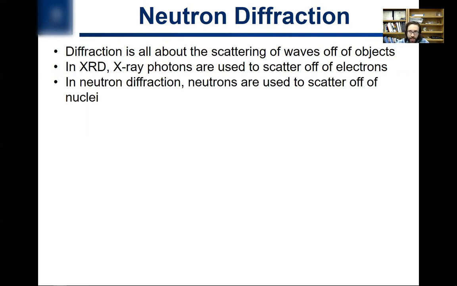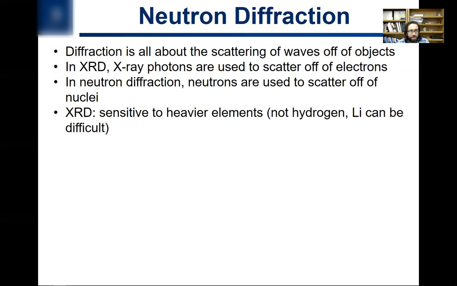Neutrons are much bigger, and so they're like bowling balls compared to electrons. So they're just going to penetrate through all the valence electrons, the core electrons, and what are they going to scatter off of? Only something that's about their size, right? So they're going to scatter off of nuclei, because nuclei contain protons and neutrons. And so as a result, XRD is sensitive to heavier elements.